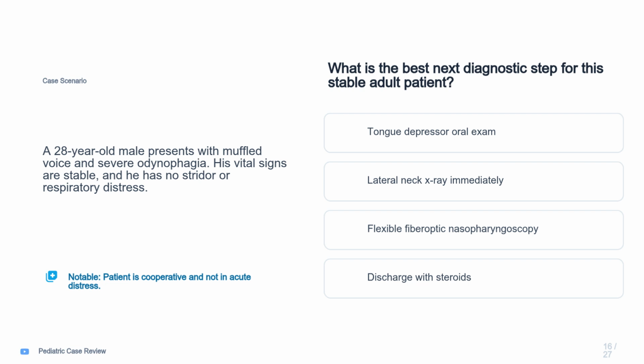A 28-year-old male presents with muffled voice and painful swallowing for 6 hours. Vital signs are stable with no stridor or respiratory distress at rest. The patient can handle secretions. What is the next best diagnostic step? Option A, tongue depressor oral examination. Option B, lateral neck X-ray immediately. Option C, flexible fiber optic nasopharyngoscopy. Option D, discharge with steroids. Consider safe evaluation methods in stable patients.